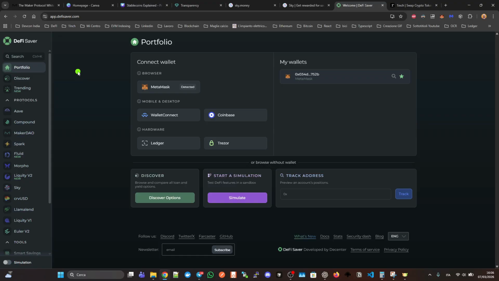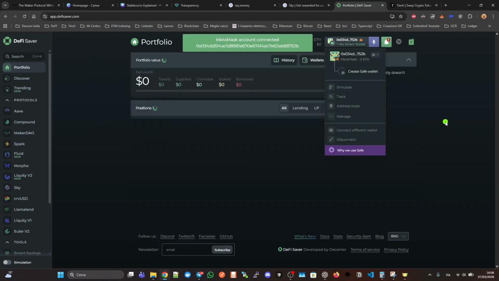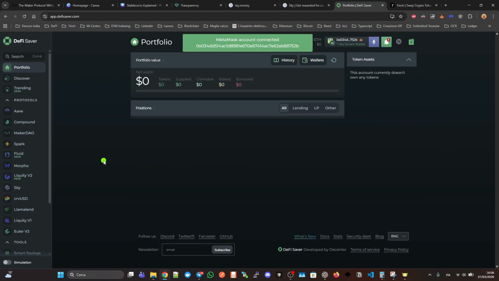So we will explain how to mint DAI tokens by providing collateral. Unfortunately, it's not easy to do it for USDS, but nonetheless, when you mint DAI, you can convert them to USDS, so it should be pretty easy. So the first thing to do is to connect with our wallet in MetaMask, okay? Okay, now it's checking the portfolio.